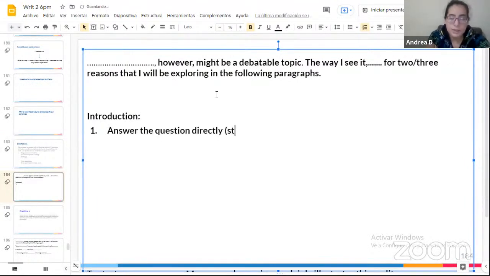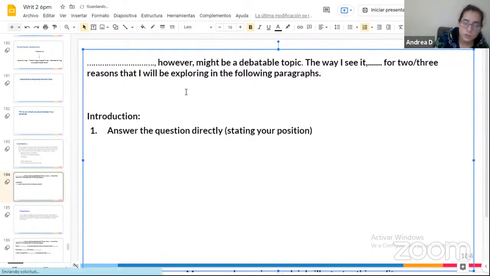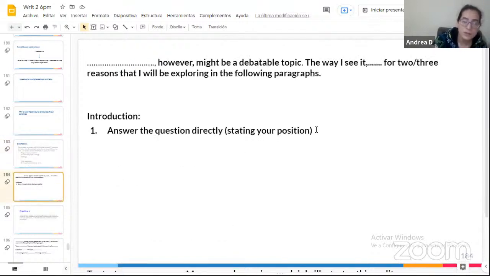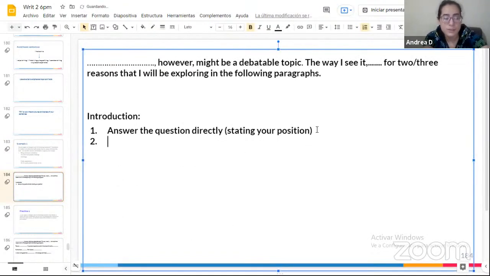And this is going to be like stating your position. So you need to state what you think or what you believe or what your answer to this question is, right? Directly, as direct as you can be. And the second thing that you need in your intro is a transitional phrase. And in the transitional phrase, you're going to say something like, for the reasons that I will be exploring in the following essay.